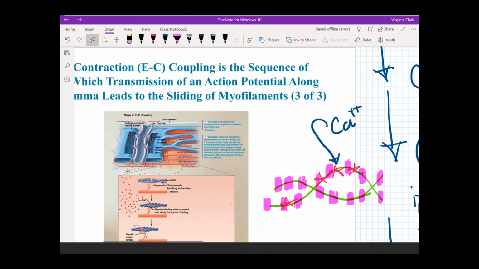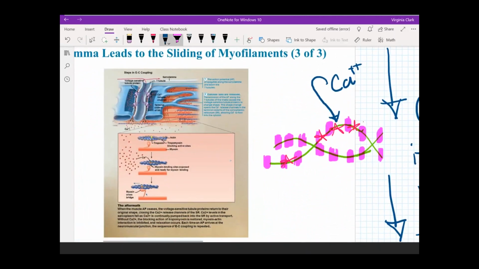Okay, so the action potential is traveling down the plasma membrane of the sarcolemma, and it's going into the T tubules. So it's coming down and into. When it comes down and into, it's going to cause calcium to be released from the terminal cistern. Calcium will be released into the actual cytoplasm. So now we have calcium floating around inside the cytosol. Then we get to this. So here is our actin.